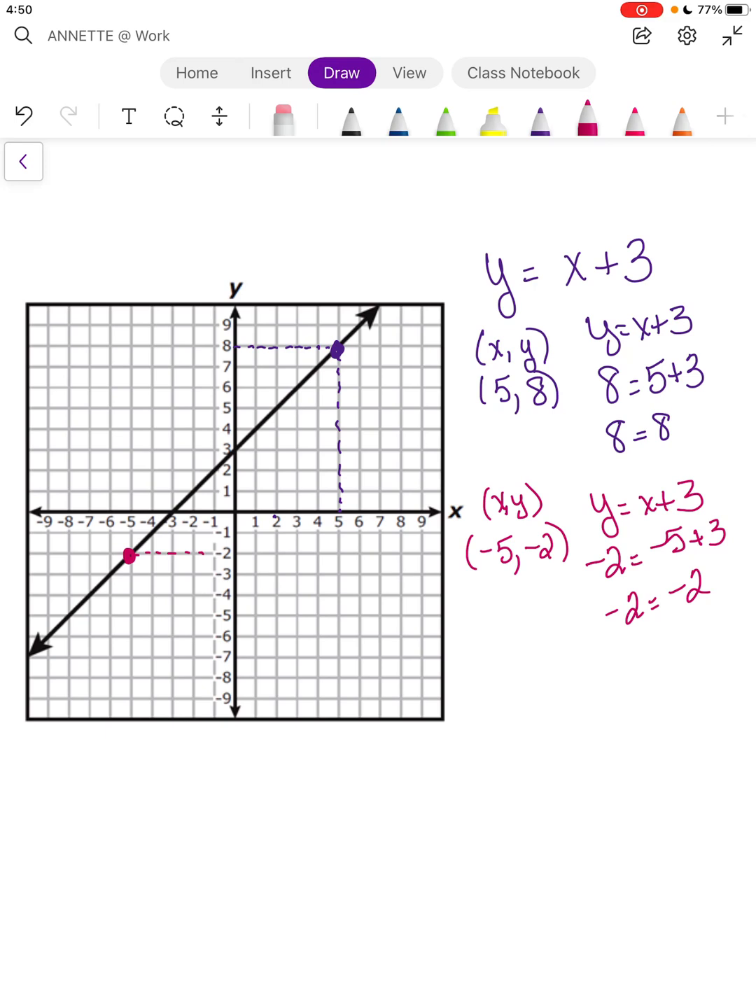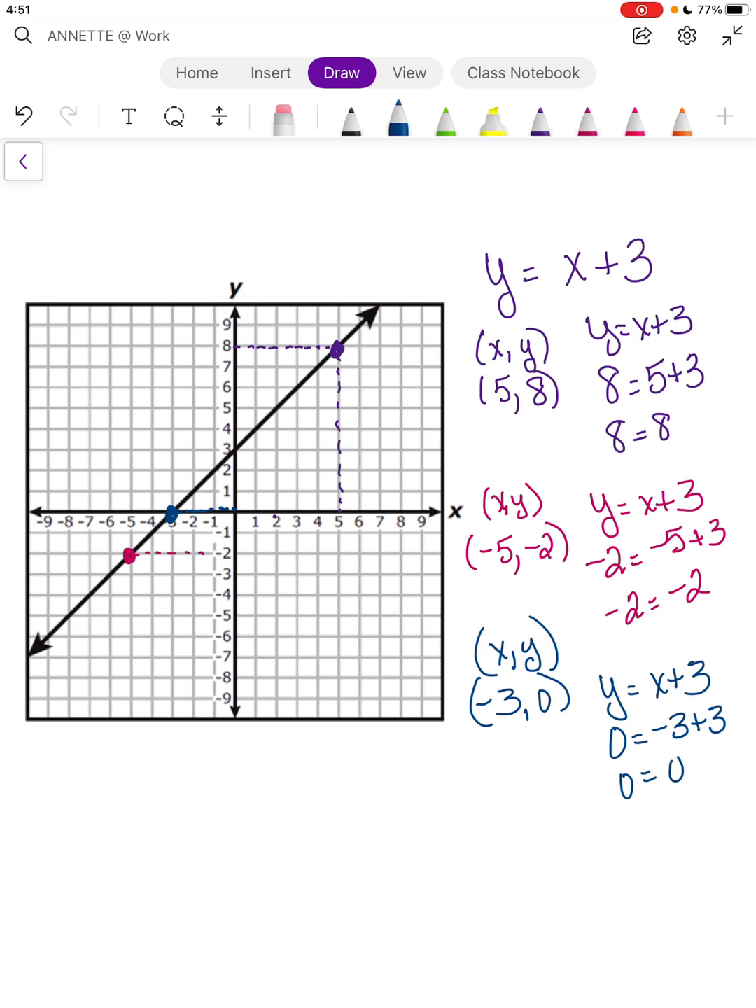All right, let's do one more. Let's do this one right here. So our x value and our y value. Our x value is negative 3. And then our y value is 0. All right, so let's substitute those values in. So y is 0, x is negative 3, and negative 3 plus 3 is 0. So all three of those points are on that line, and they make it true. They satisfy the equation y equals x plus 3.